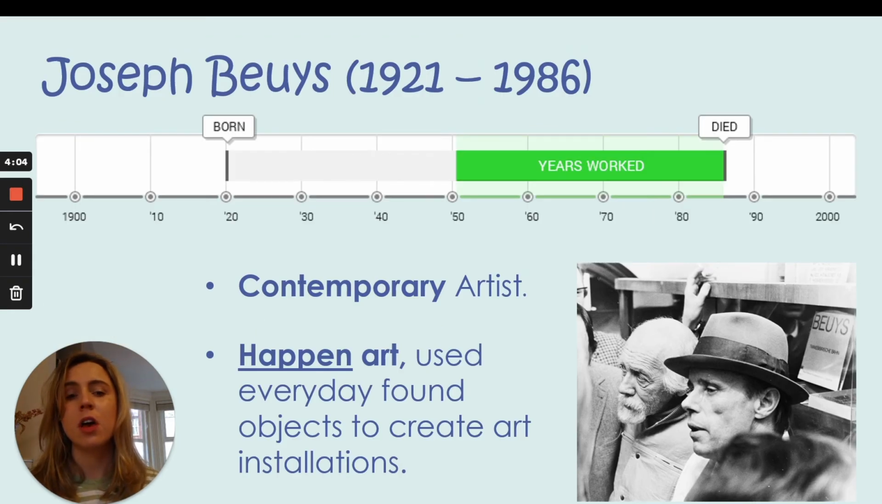So Joseph Beuys was a contemporary artist. And what that means is he made artwork within the 20th and 21st century. His artwork was often regarded as happen art, which means he made art in response to social happenings and things that were happening around him. And his connection with assemblage art is that he used everyday found objects to create art installations.